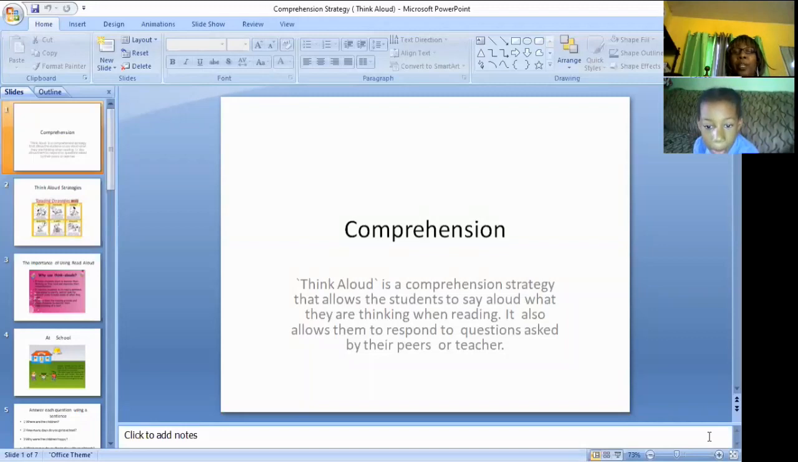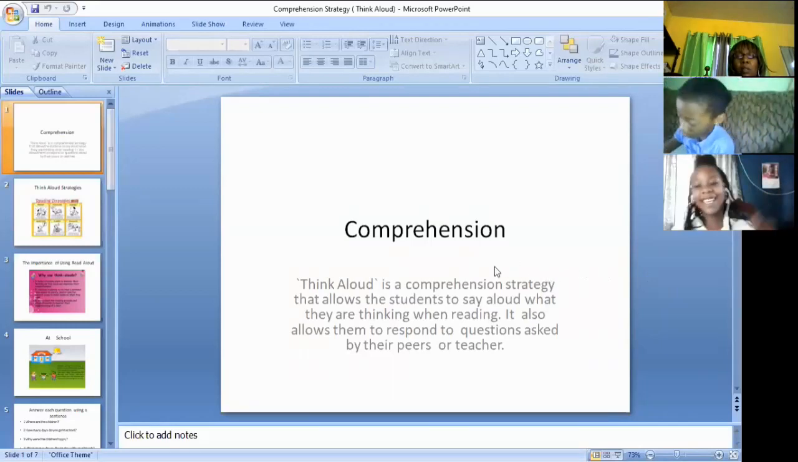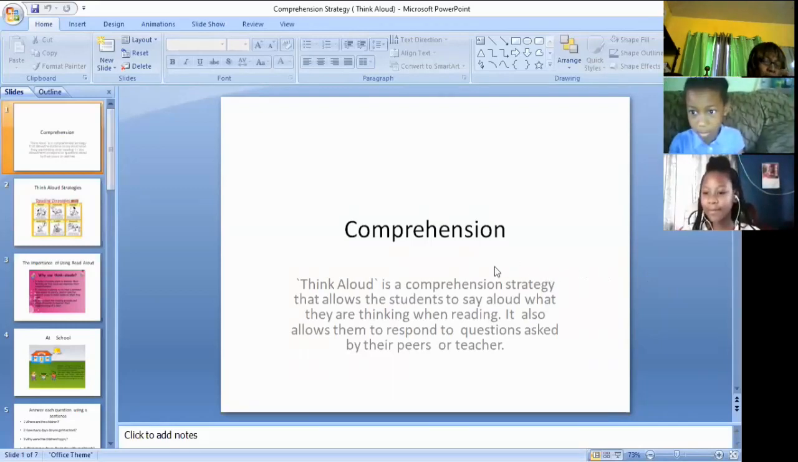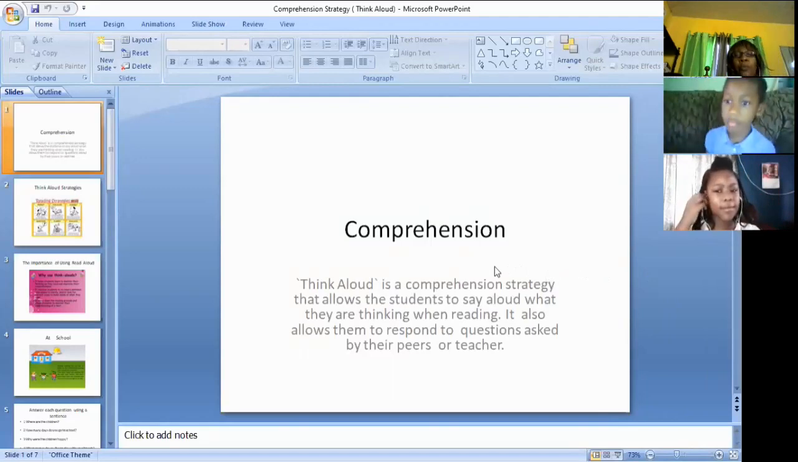In the comprehension this morning, we're looking at the strategy Think Aloud, so that we can fully understand what it is we are reading. Because sometimes when we are reading, at the end of the reading, we don't understand what we have read. So when it's time to answer our questions, we don't answer correctly because we did not fully understand what we read. So we are going to quickly go through the strategy of thinking aloud so that we can fully understand.